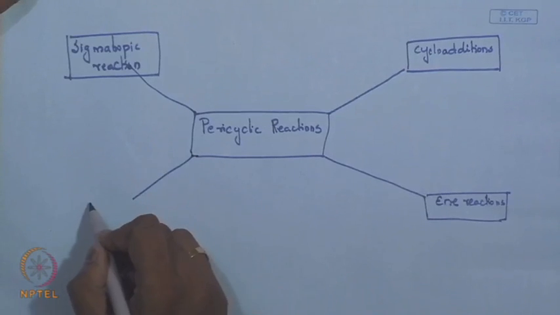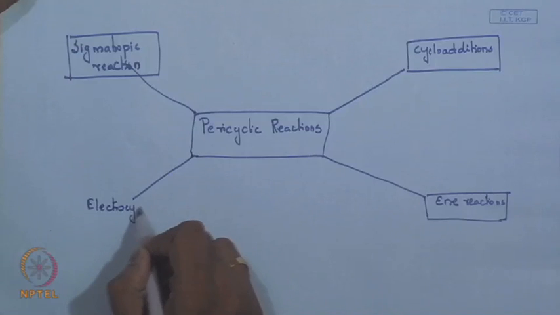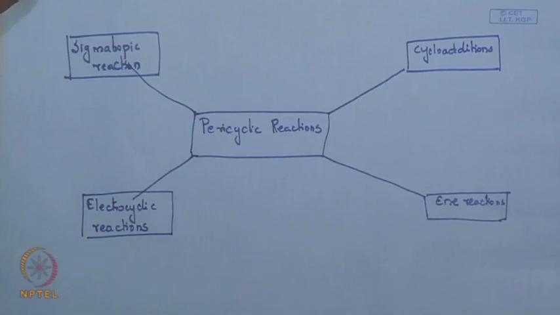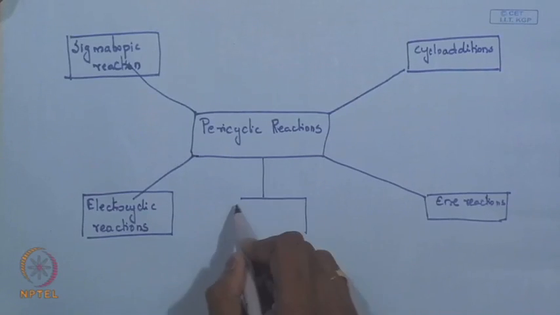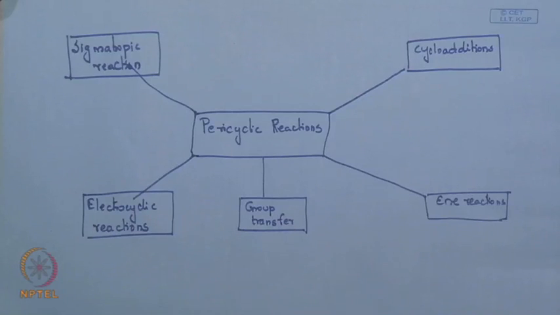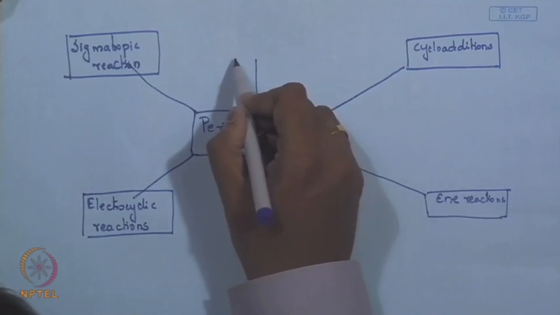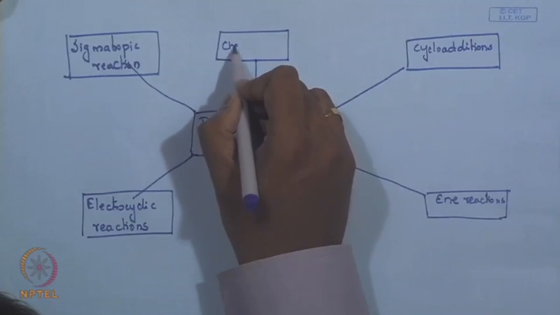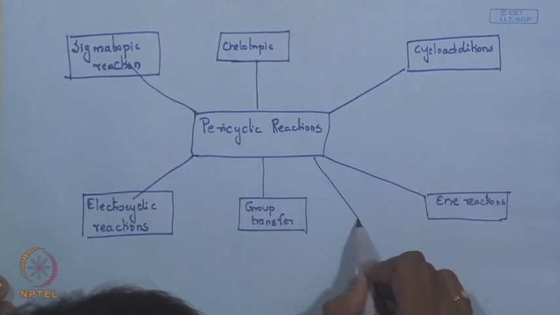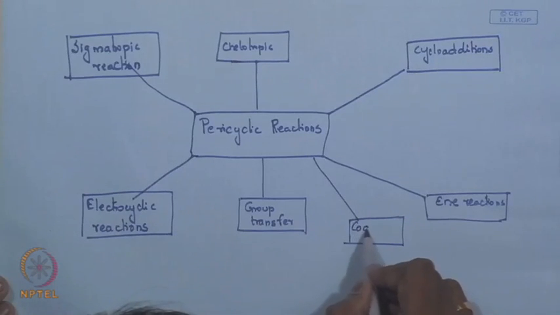Now, we will try to understand other important classes of reactions. One of them, which you already know, is electrocyclic reactions. Once we study electrocyclic reactions, we will slowly move down to group transfer reactions. Then we will understand another important class, that is your heliotropic reactions. And one more which also falls under pericyclic reactions, that is coarctate reactions.